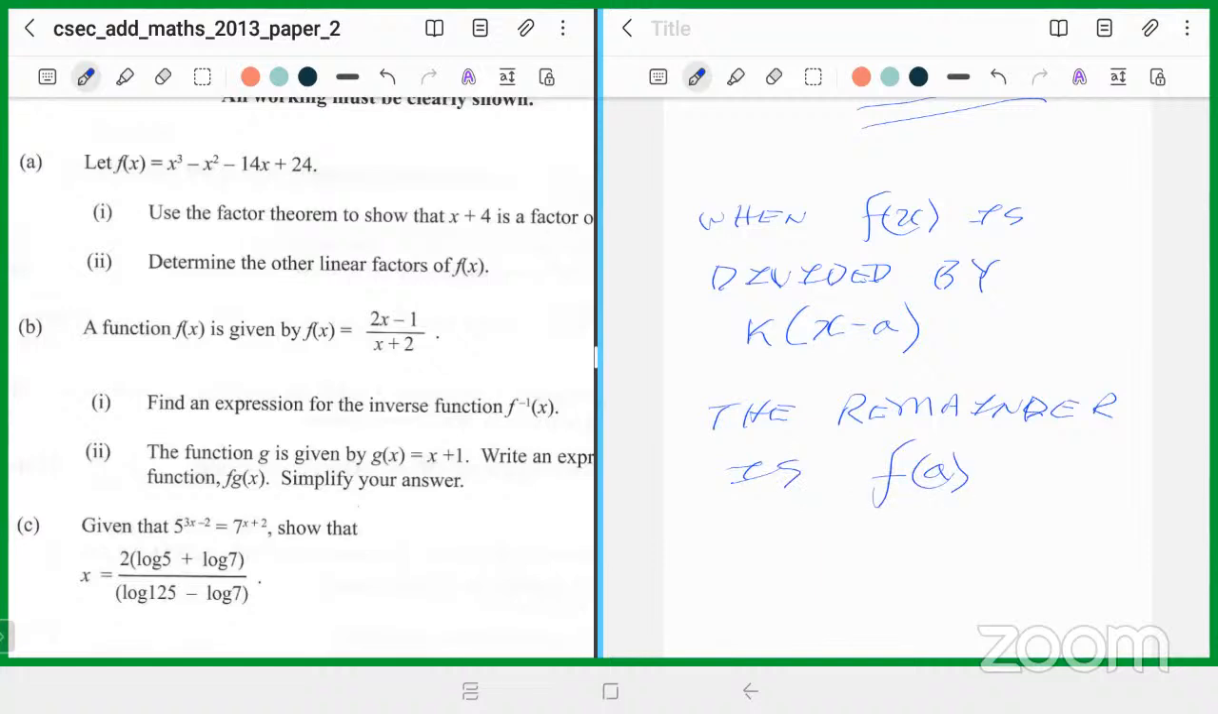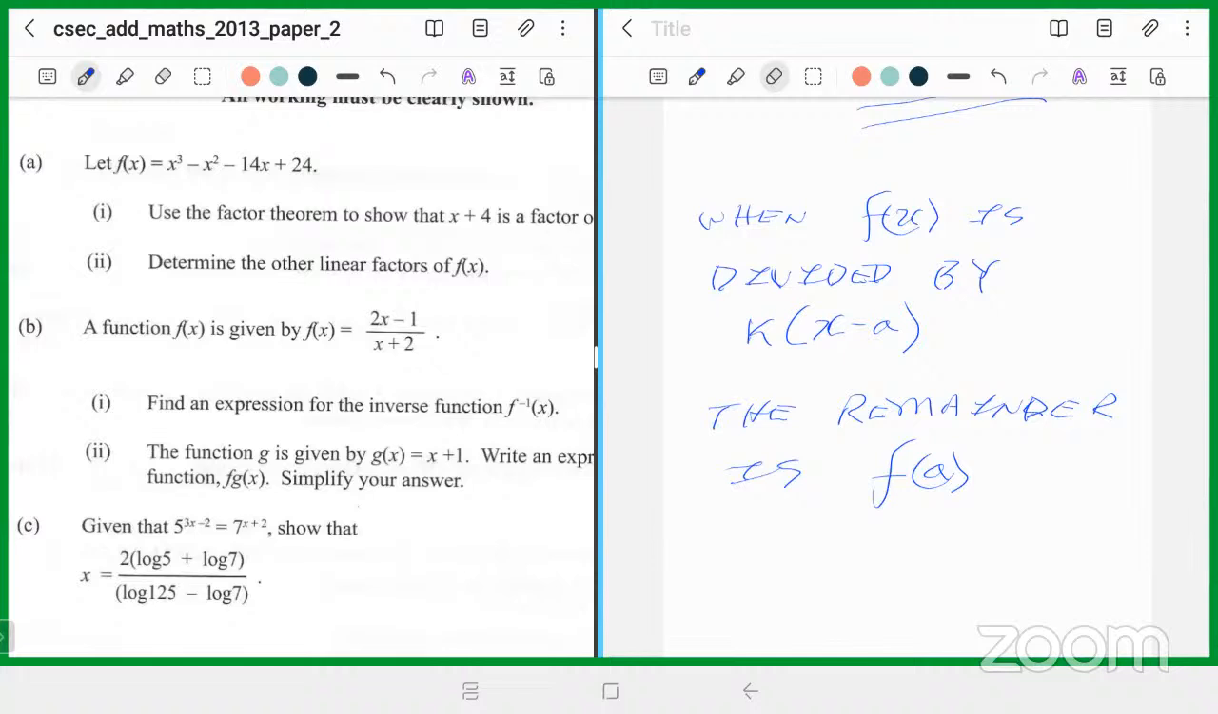The factor theorem is an extension of the remainder theorem, because in that case, if this is a factor, then the remainder becomes equal to 0. That's what happens in the factor theorem. So the factor theorem really is an extension of the remainder theorem, just that your remainder is equal to 0 because your divisor is a factor. When the divisor is a factor, you will have no remainder.